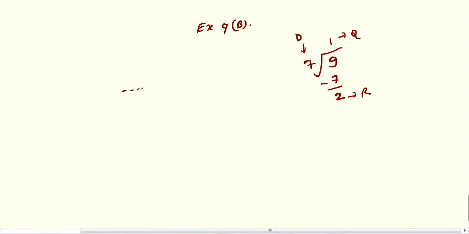Now exercise 9b. First is on dividing 9 by 7, quotient and remainder we have to find. So simply we are dividing 9 by 7. So 7 ones are 7, remainder 2. This is your divisor, this is your quotient, and this is your remainder. So your first answer, quotient, is 1, and your second answer, remainder, is 2 here. Similarly, you have to solve the second part of question number 1.